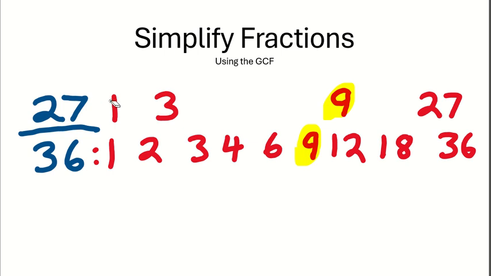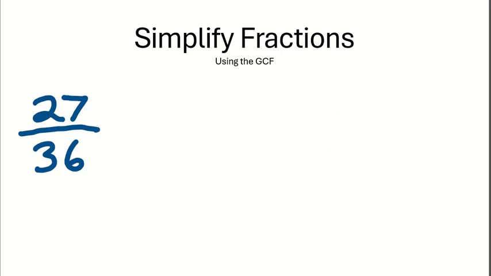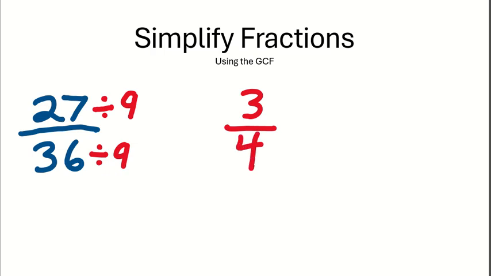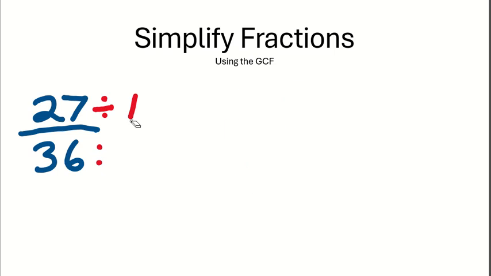So let's go ahead and clean it up. Clean this up and we'll do our division using 9 as our GCF. 27 divided by 9 is 3. And 36 divided by 9 is 4. So 27/36 in simplest form is going to be 3/4. Let's keep it going. Let's do another one.